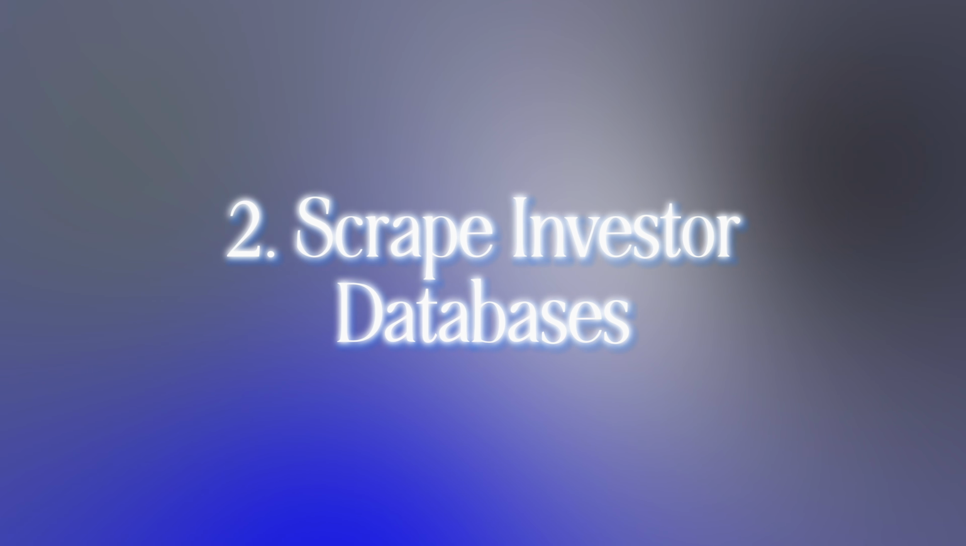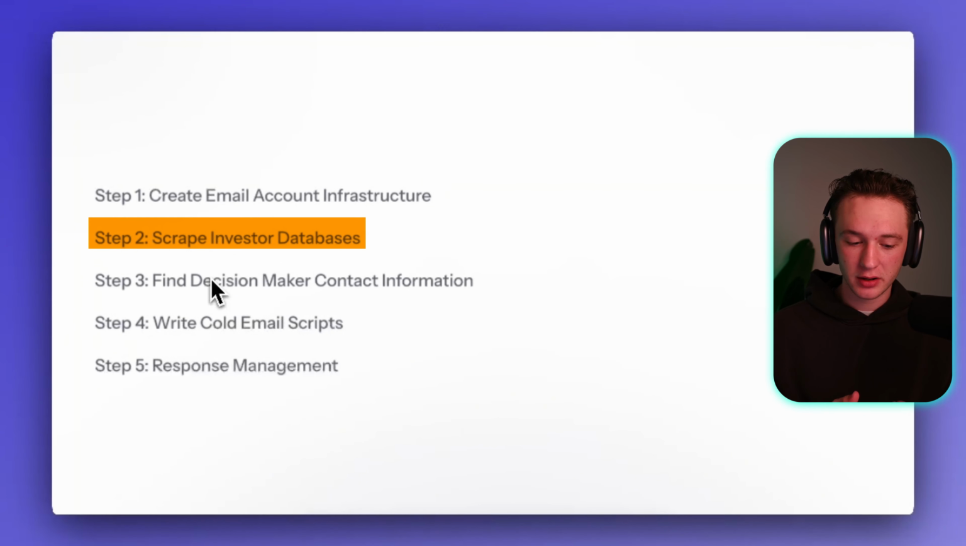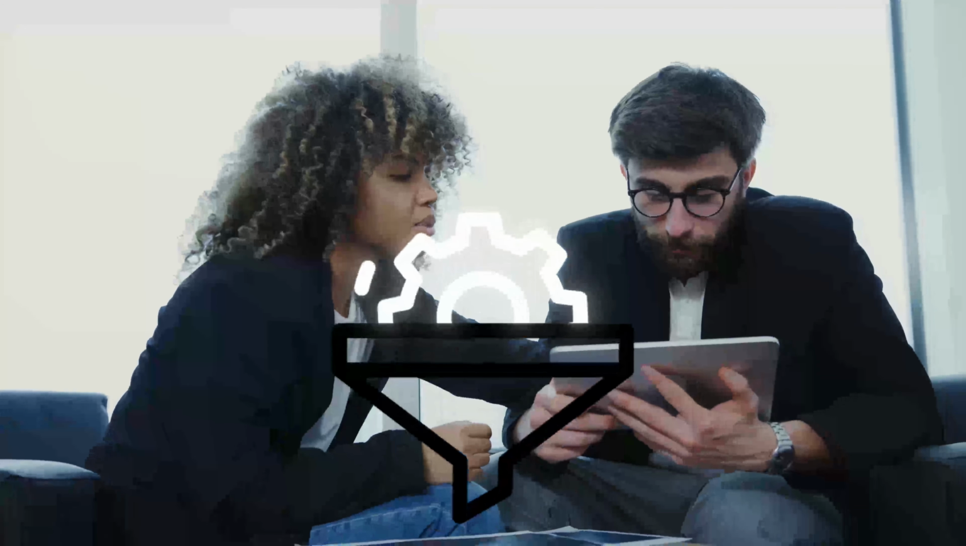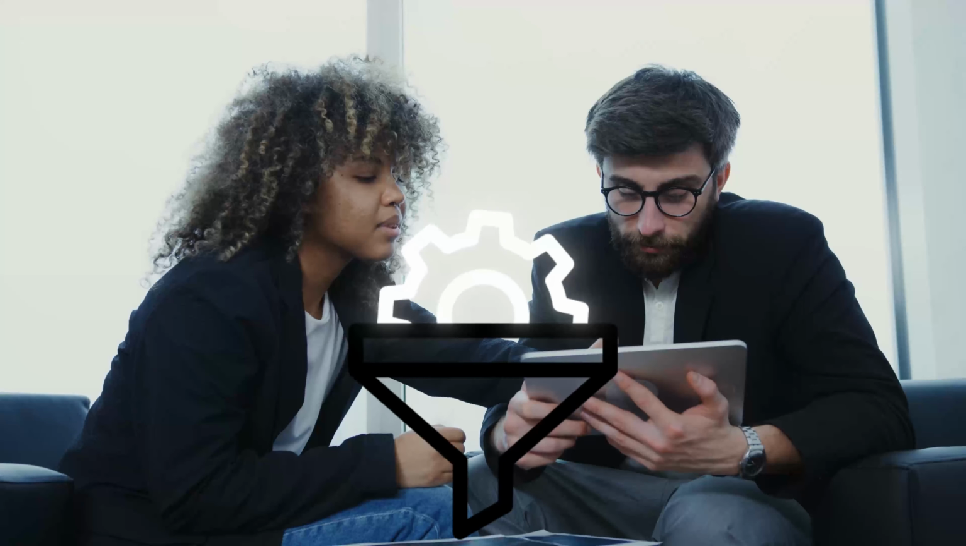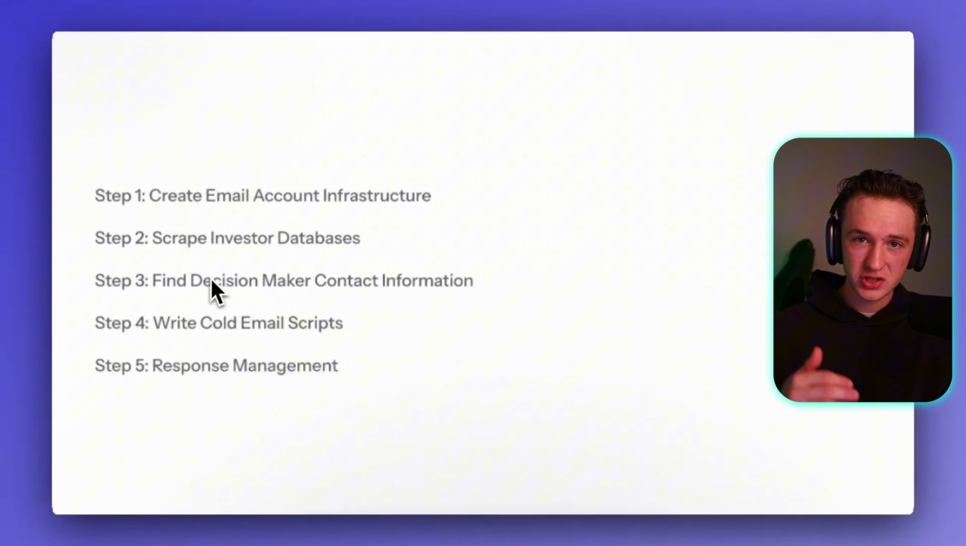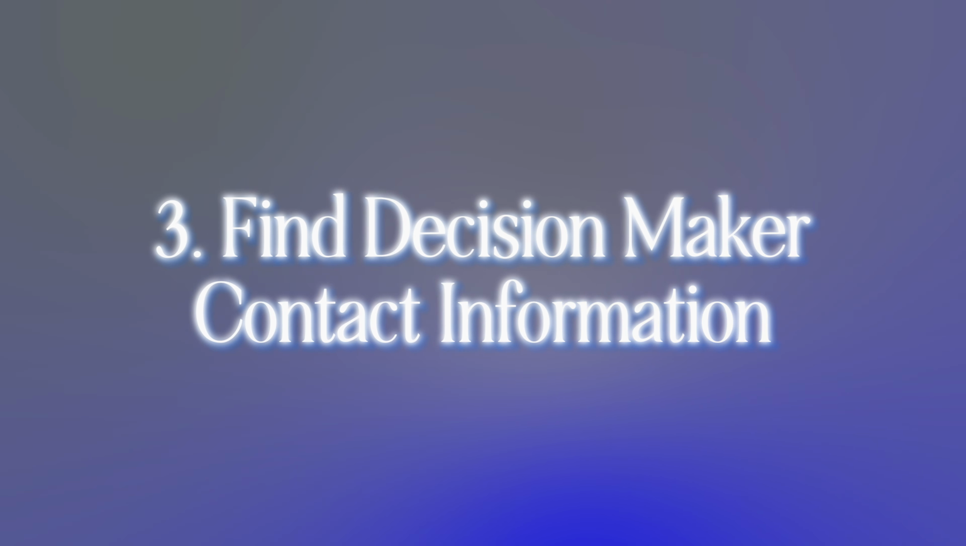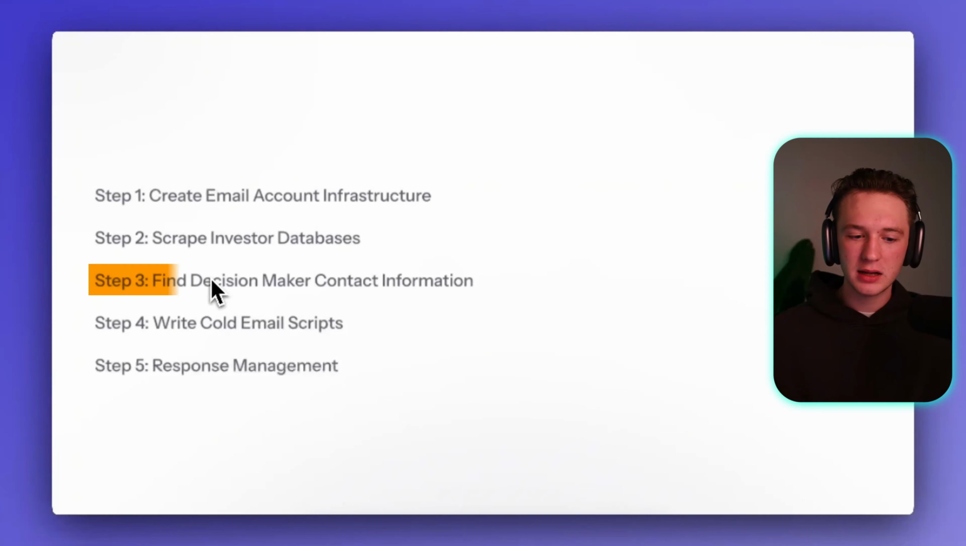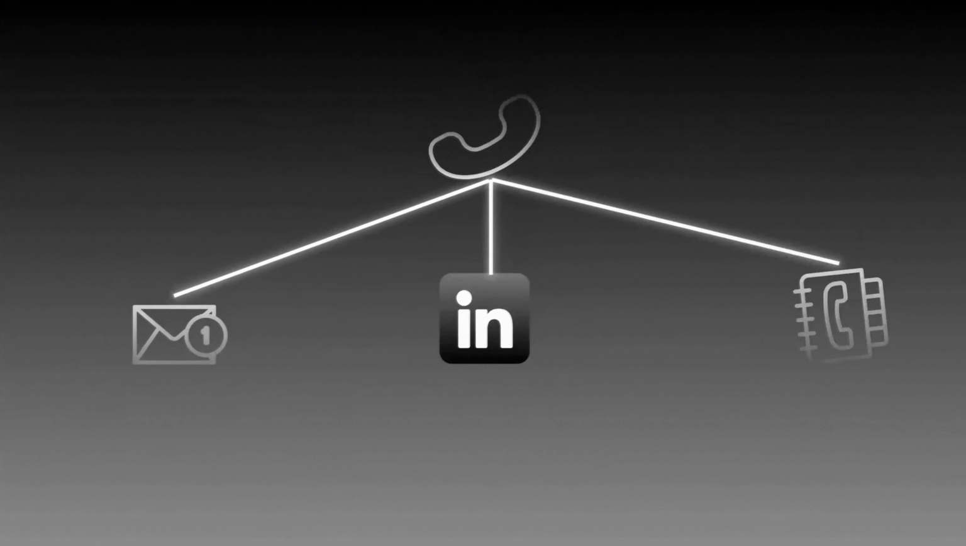Step 2 is scraping investor databases. So there's multiple different types of investor databases, directories, where you can find and filter out for the exact ideal investor profile that you're looking to get in touch with. Now, leading off of step 2, you go into step 3, which is finding the decision maker contact information, right? This is basically finding their email address, their LinkedIn profile, their mobile phone number, any type of contact information so that you can get your offer in front of them efficiently.